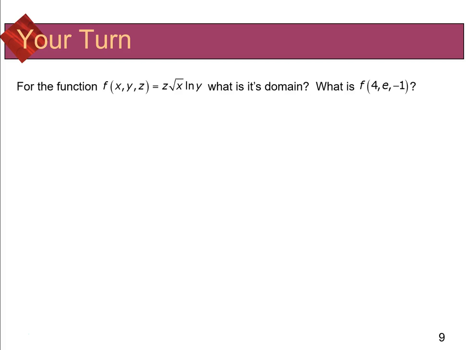As far as the domain goes, again, when I look at the letters x, y, and z, I can see x has to be greater than or equal to 0 because it's underneath the radical, and those are the numbers that'll work. Y has to be greater than 0 or it won't work with the natural log. Z really has no restriction. So z could be anything.